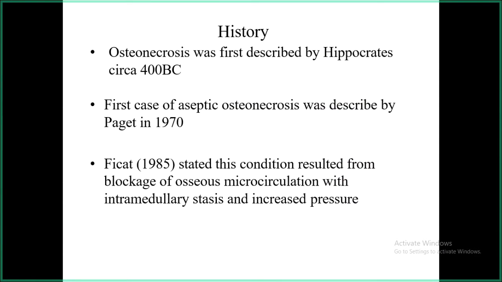History. Osteonecrosis was first described by Hippocrates circa 400 BC. First case of aseptic osteonecrosis was described by Paget in 1970. Picard in 1985 stated this condition resulted from blockage of osseous microcirculation with intramedullary stasis and increased intramedullary pressure.